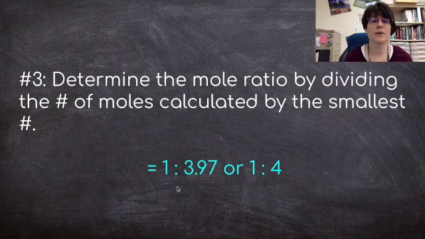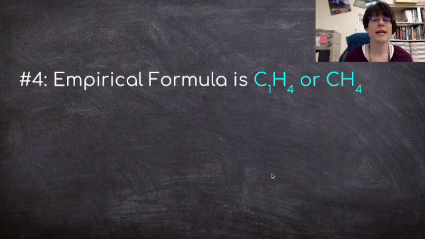And we end up with a ratio of 1 to 3.97, which is really close to 4, so we just round that number off to 4. So it's a ratio of 1 to 4. Now we have our empirical formula. There's 1 carbon, 4 hydrogens, but remember we don't write the 1, so it just becomes CH4. So that is how we define the empirical formula.